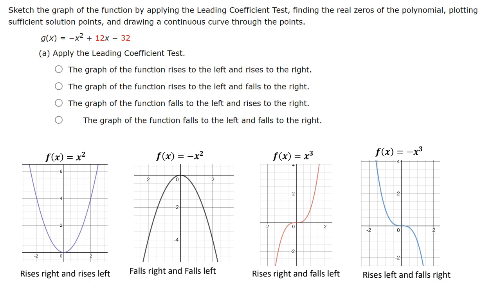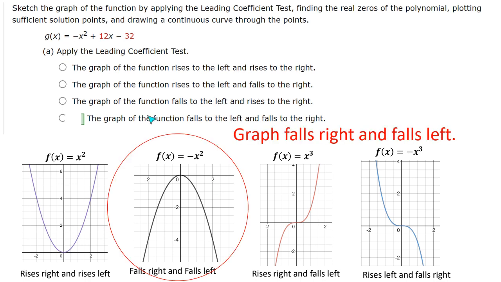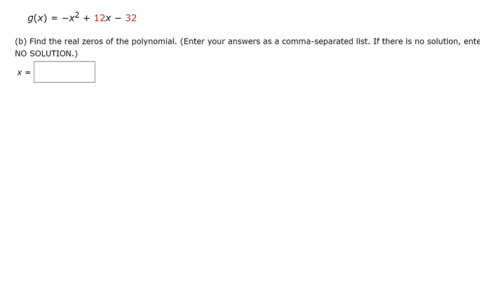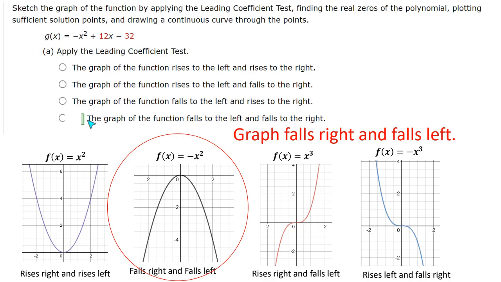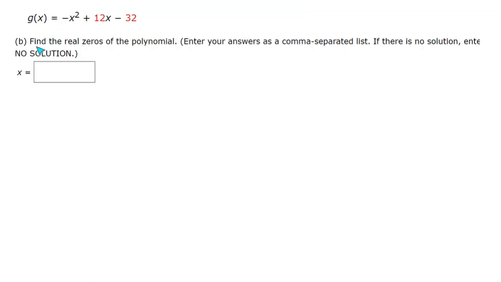And so let's see what answer choice that is. Function falls to the left and falls to the right. So it would be this one here. So it's the last one, letter C. Now the second part, letter B, says find the real zeros.